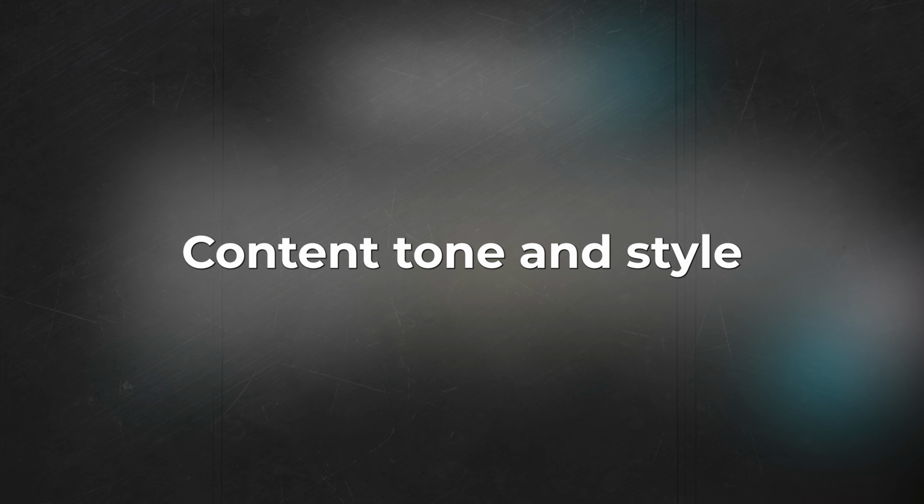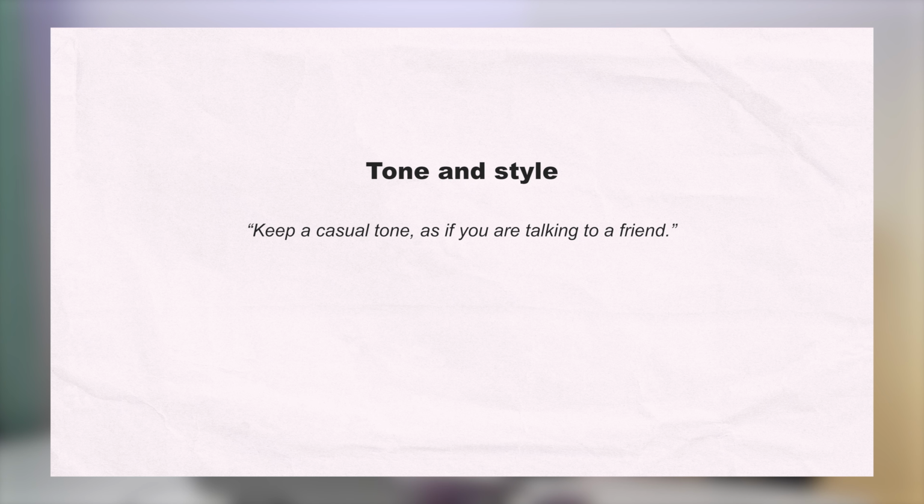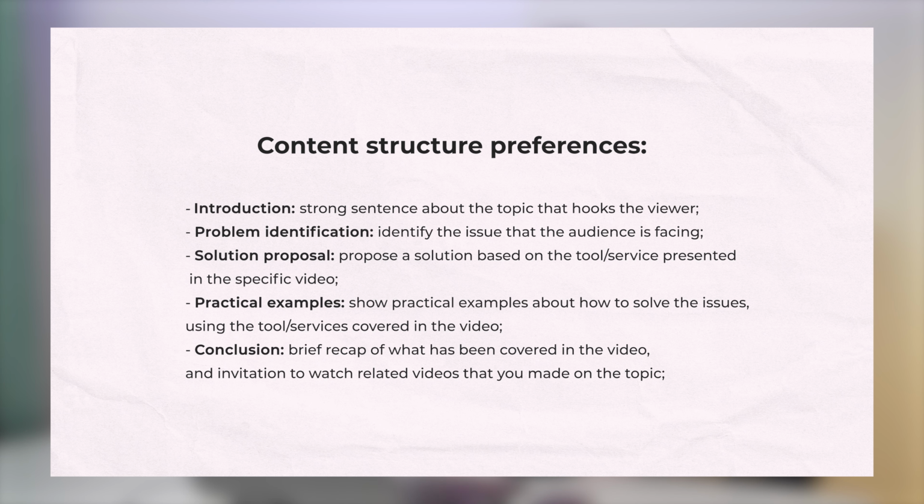Then outline your content tone and style. Are you casual and funny, professional and educational? I usually write: keep a casual tone as if you're talking to a friend. As for the content structure, it depends on the format you want to cover. If you've been making videos for a while, here you can add the structure of your most successful videos to make similar style videos. In my case, since I'm doing this whole research to make tutorial style videos and showcase products, here's what I asked of Perplexity. For my content structure preferences, I would need an introduction, problem identification, solution proposal, practical examples, and a conclusion.